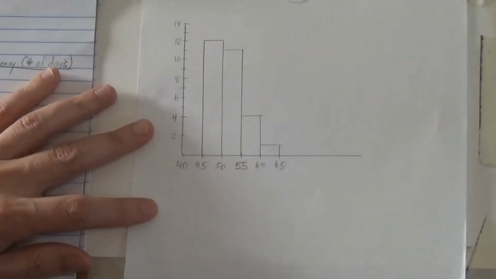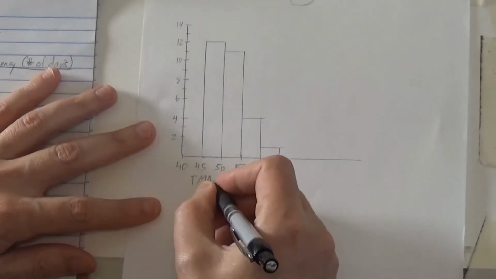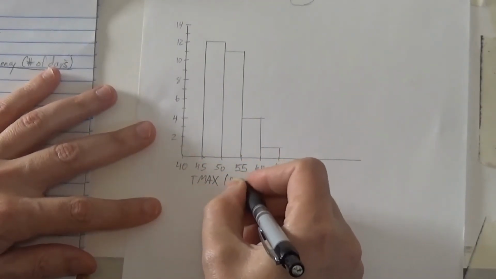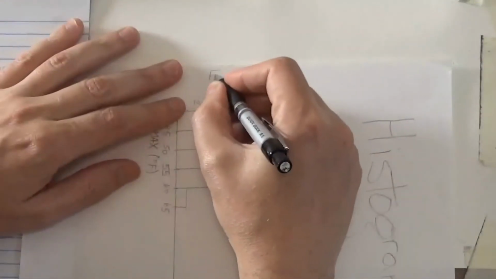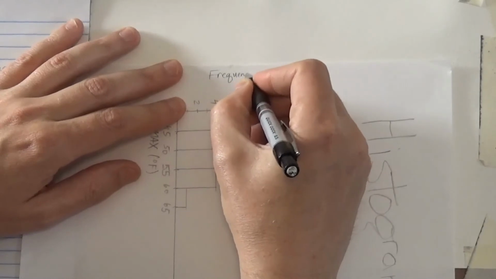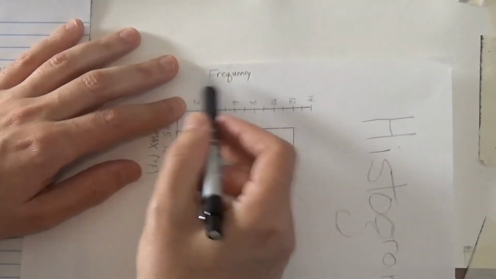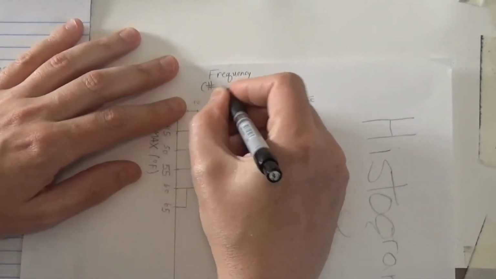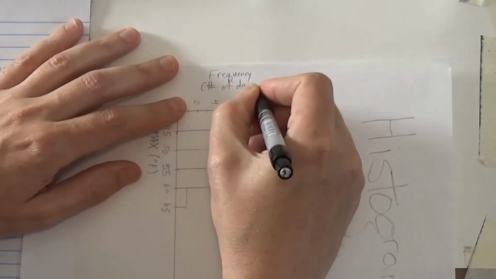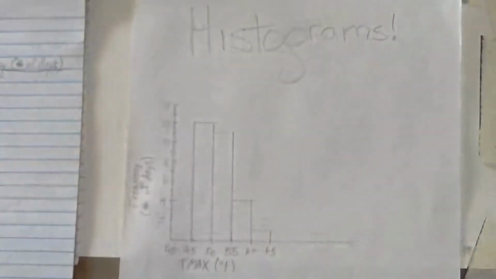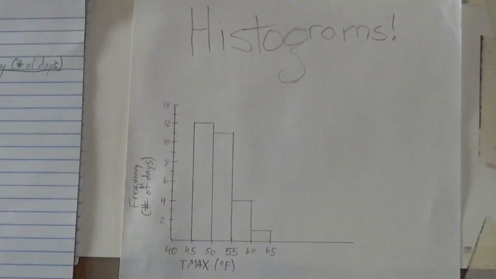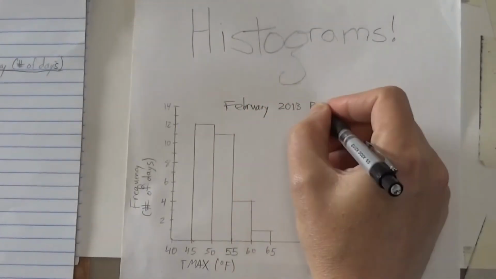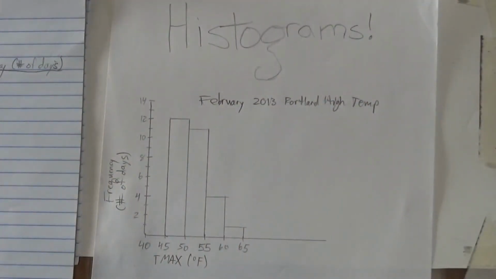So now we also need our axis labels. Tmax in degrees Fahrenheit. And on this axis, I will write frequency. A histogram always has frequency on this axis. So that just about does it. The only other thing we could do is give it a title. And that really got away from me there. You know, whatever, it's done.